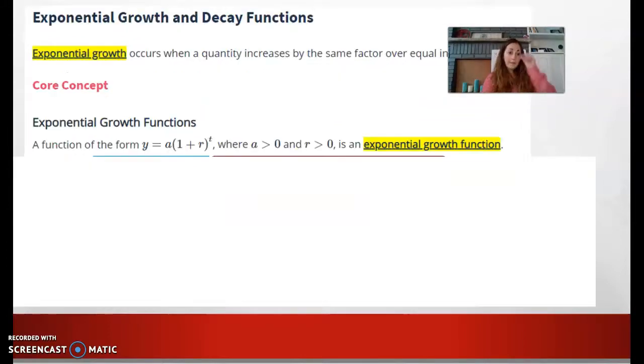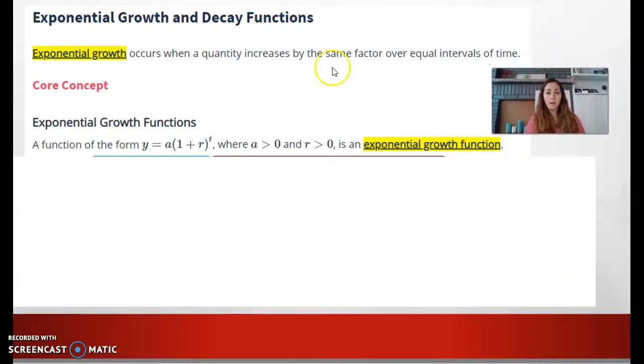So exponential growth occurs when a quantity increases by the same factor over equal intervals of time. So every day, every month, every year, every 10 years, whatever it happens to be, it's equal amounts of time, and it's growing by the same factor, okay? So that means multiplication every time.